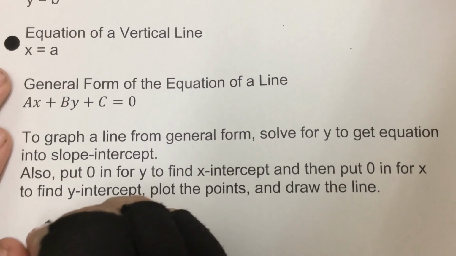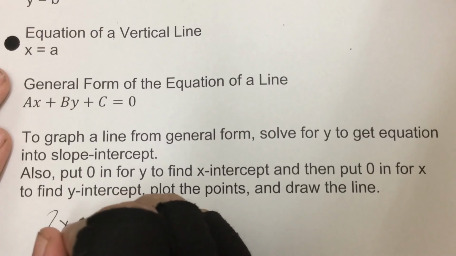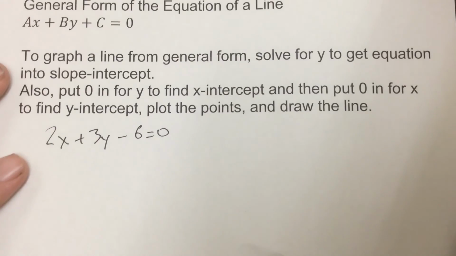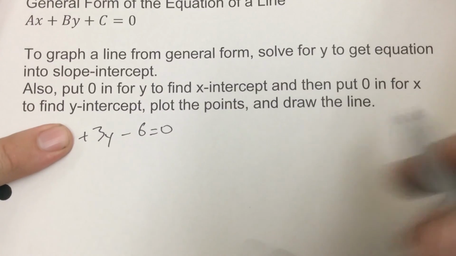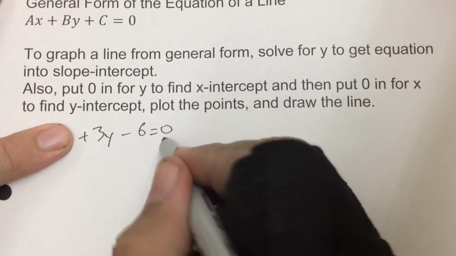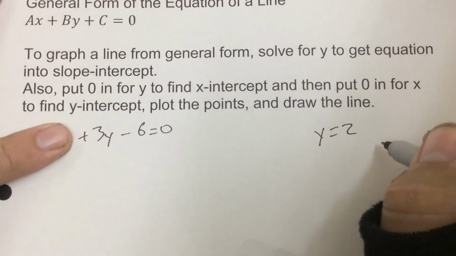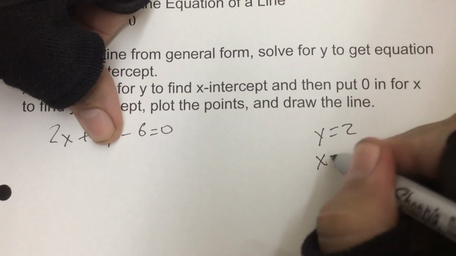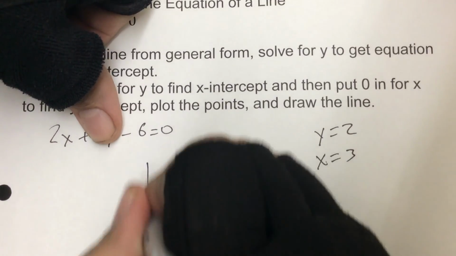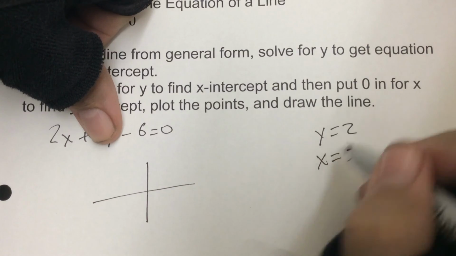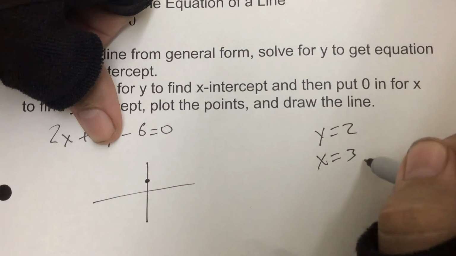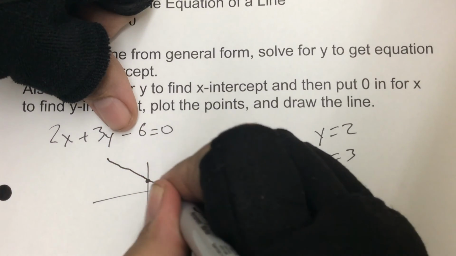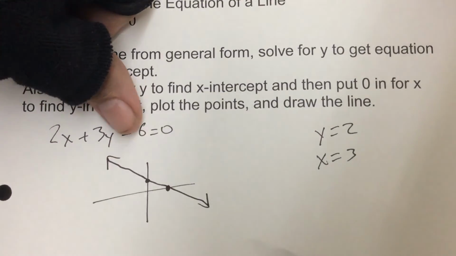Okay, so for example, if I had 2x plus 3y minus 6 equals 0. So if I cover up my x, I'd add this 6 over, divide by 3, so y would equal 2. If I cover up my y, again, I'd add that 6 over, divide by 2, x would equal 3. So on my graph, I'd go to my y, up 2, put a dot. I'd go to my x, go right 3, put a dot. And then again, I'd draw my line, only use a straight edge, and it looks better than what I drew.